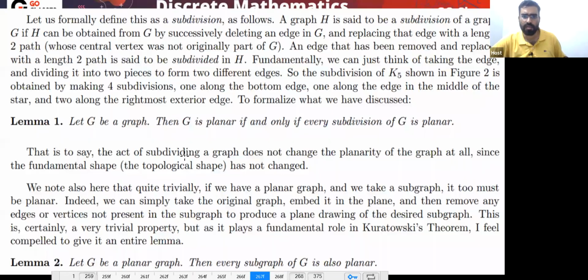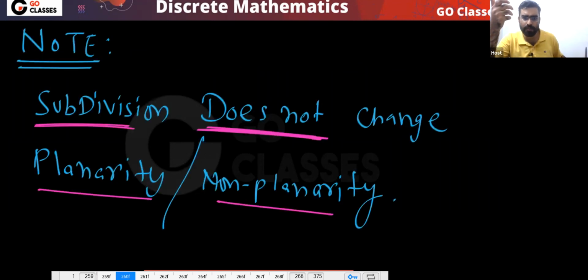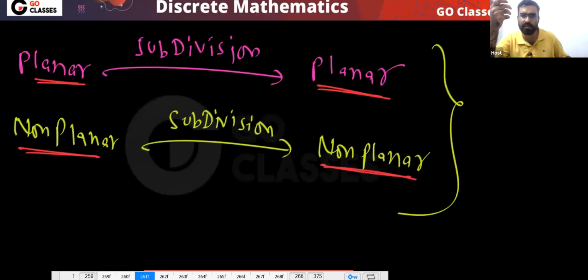Yes or no? Okay, a graph is planar if and only if every subdivision is planar. Is this clear? Because you know that if a graph is planar, then its subdivision will be planar.